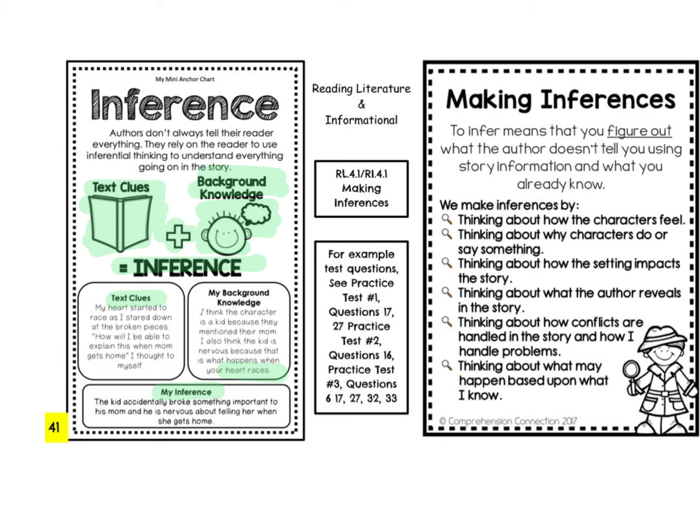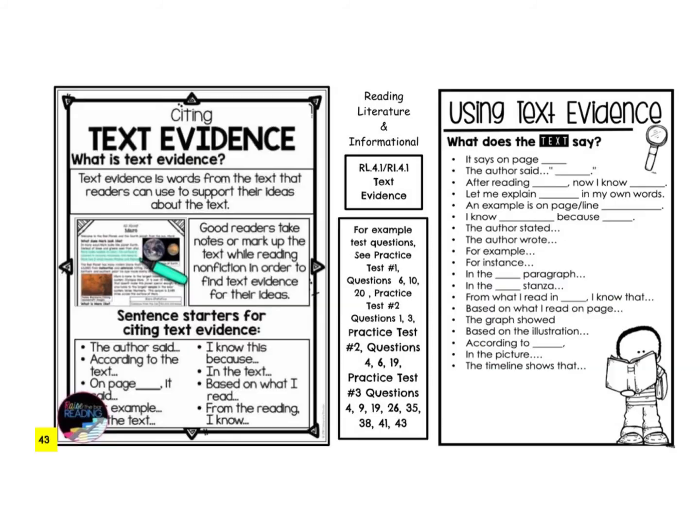I'm also noticing on the right side of page 41, I have some examples of how a growing reader would infer. This includes a character's feeling, what they might do or say that leads me to understand them more, how the setting impacts the story, how the author reveals information in the story, how conflicts or problems are handled, and then lastly, what might happen. This is called a prediction. That's a type of inference.